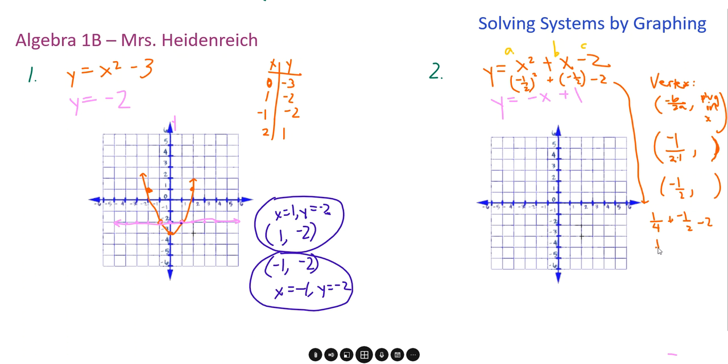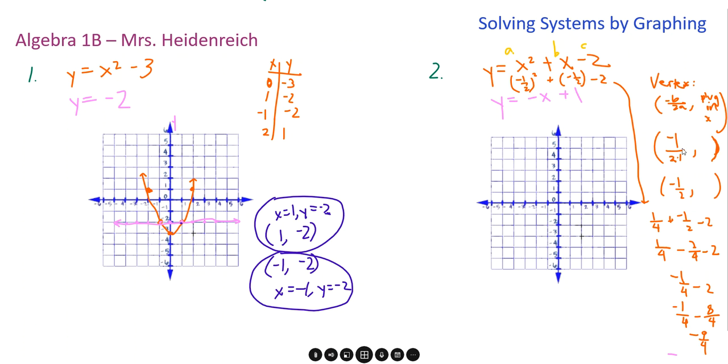Okay, 1/4, running through some review on fractions here, minus 2/4 to get a common denominator. Okay, I end up with negative 1/4 minus 2, again, common denominator, negative 1/4 minus 8/4, negative 9/4. Whew!